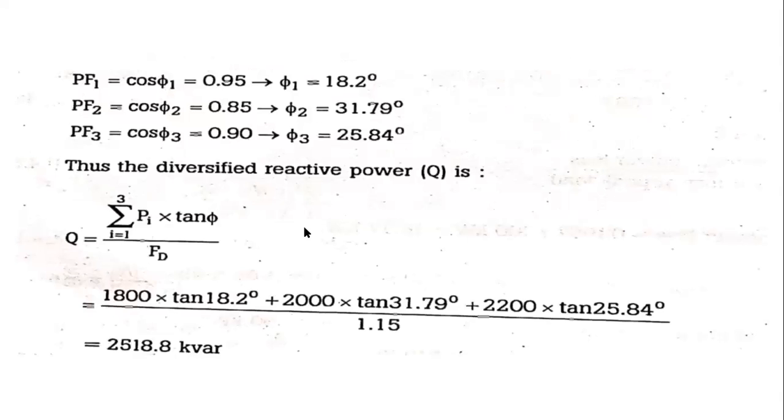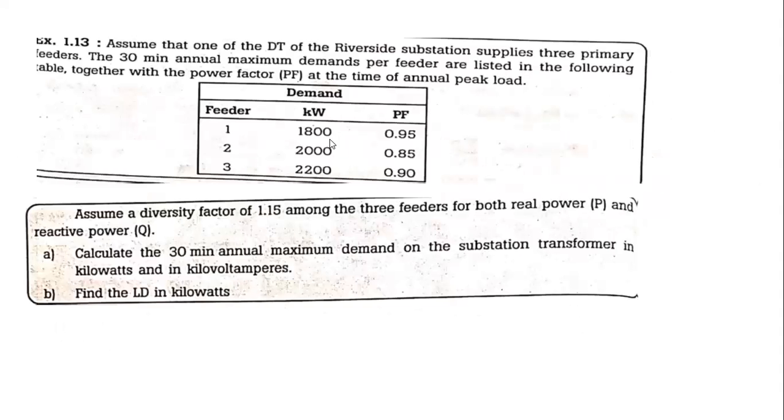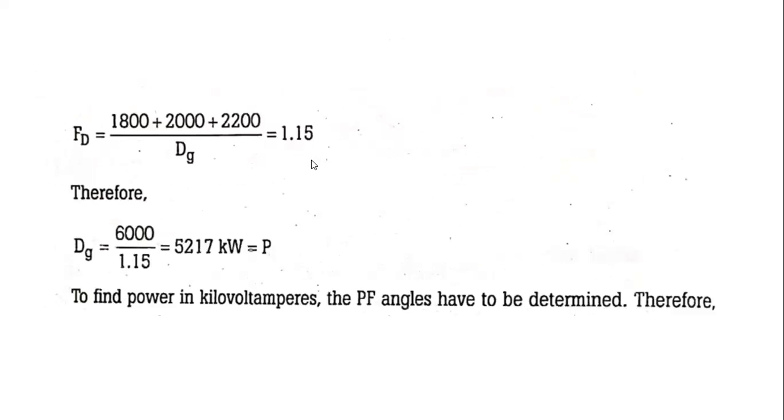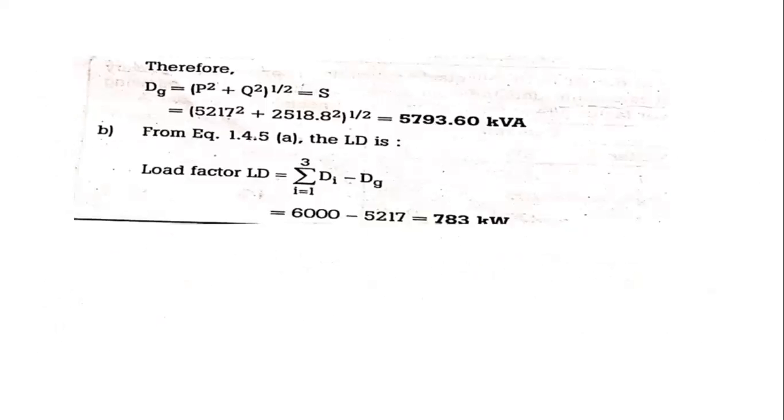Di, what is that di? Di is equal to the demand. Okay, how much demand is there? That is 1800 plus 2000 plus 2200. How much is there? That is 6,000. The demand is 6,000. Therefore di is equal to 6,000 minus the dg value.